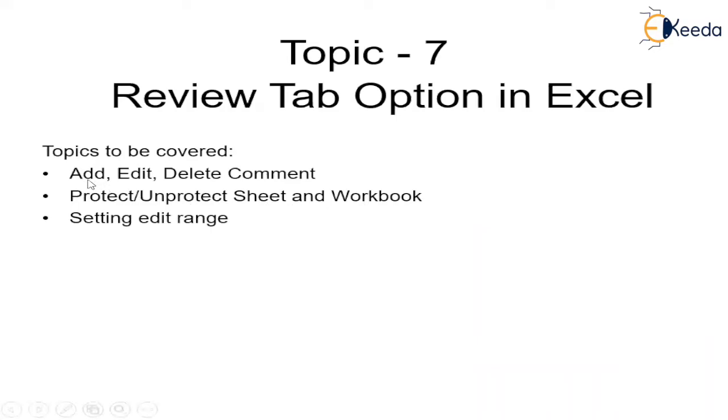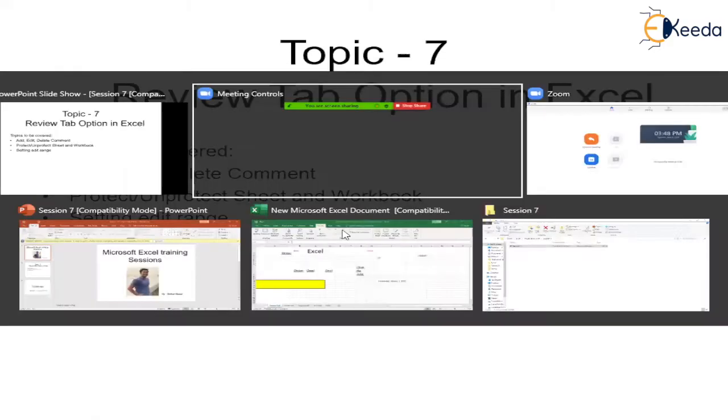In this particular section, we are going to cover the review tab option in Excel. The topics we have here are adding, editing or deleting a comment, protecting or unprotecting a sheet, a worksheet or a workbook, and setting an edit range. So let's get back to the sheet.